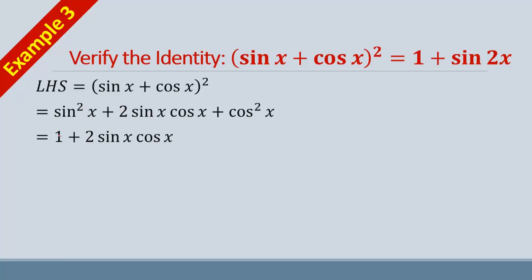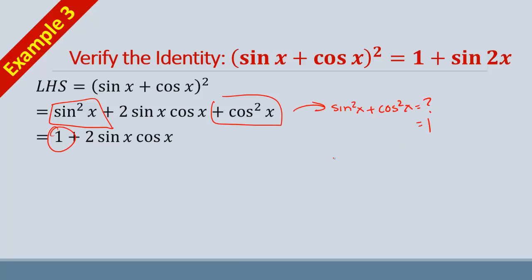And the reason why I got this 1 here is because if you notice I've got sine squared of x plus cosine squared of x. What is sine squared of x plus cosine squared of x equal? That's right, it equals 1. So that's where I got that 1. And I'm left with 2 sine of x cosine of x, which, if you refer to your notes, you will notice is sine 2x. That's a double angle formula for sine of 2x. So 1 plus sine of 2x equals the right-hand side.